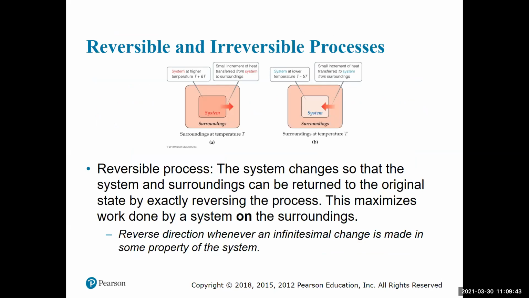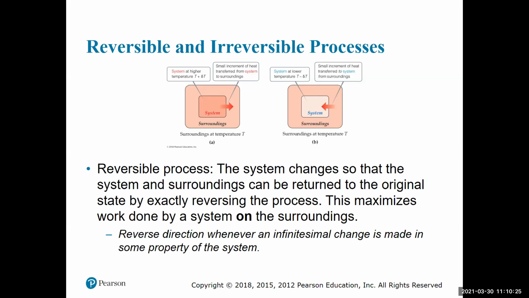So kind of along the line of the same thinking, there's reversible and irreversible processes. Let's talk about a reversible process first. In a reversible process, the system changes so that the system and surroundings can be returned to the original state by basically reversing the process. What you're saying is that the reverse direction is possible whenever an infinitesimal change is made in some property of the system.